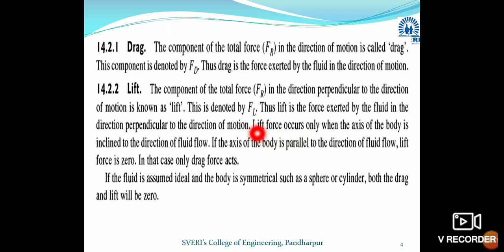Then what is meant by drag force? As already seen in that diagram, the component of the total force Fr which is in the direction of motion is called the drag force, and it is denoted by Fd. And the component of the total force Fr in the direction perpendicular to the direction of motion is called the lift force, denoted by Fl. And this lift exerted by the fluid is always in the direction perpendicular to the direction of motion.